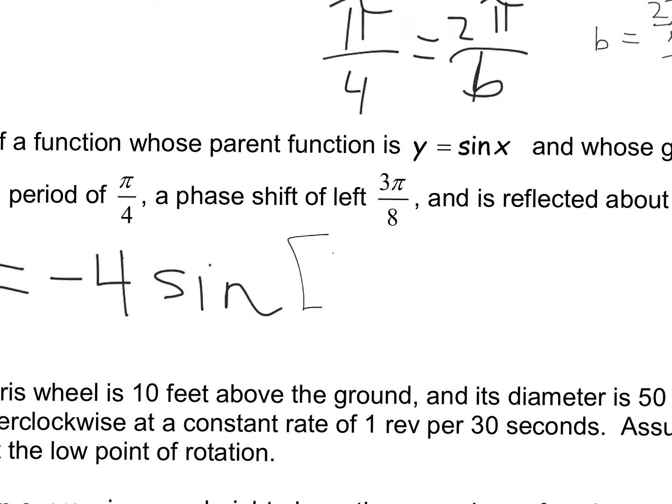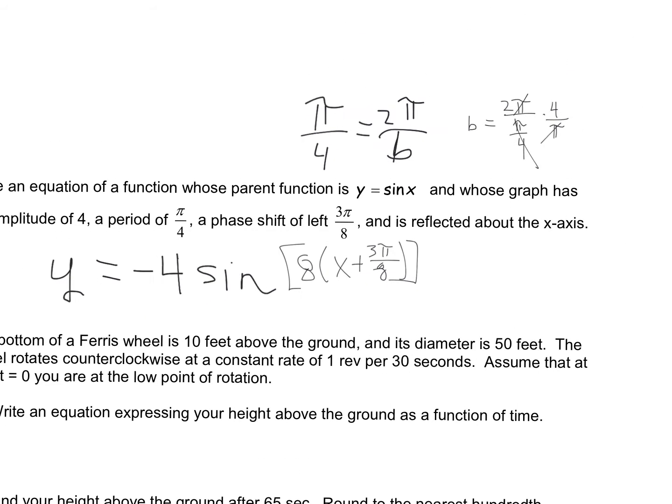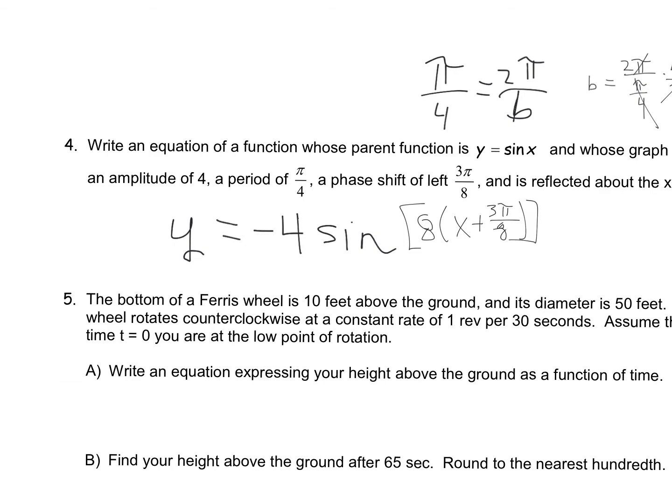So I come down here, I have a b value of 8. I put those brackets because I know I have a phase shift. It's to the left, so it's a plus 3 pi over 8. And I think that's all we need, as there's no vertical shift. And yes, that would be it.